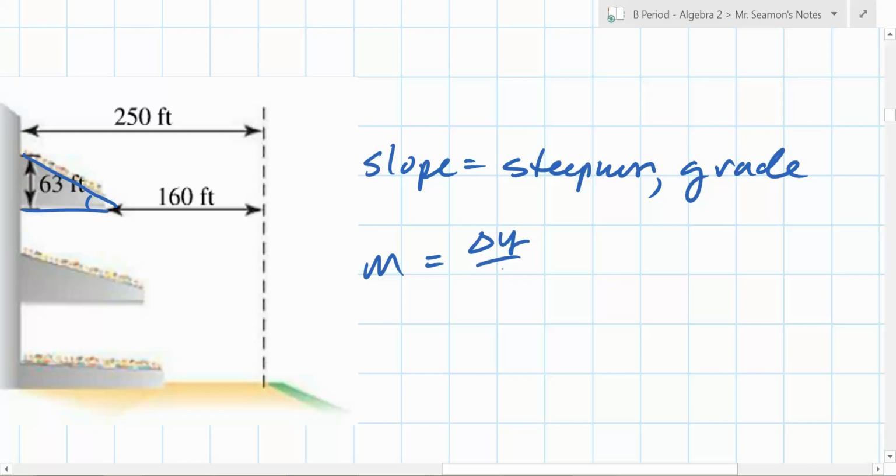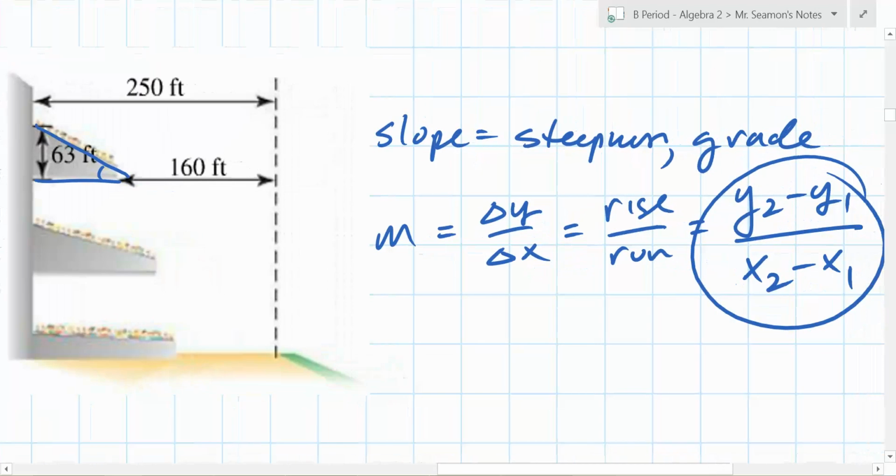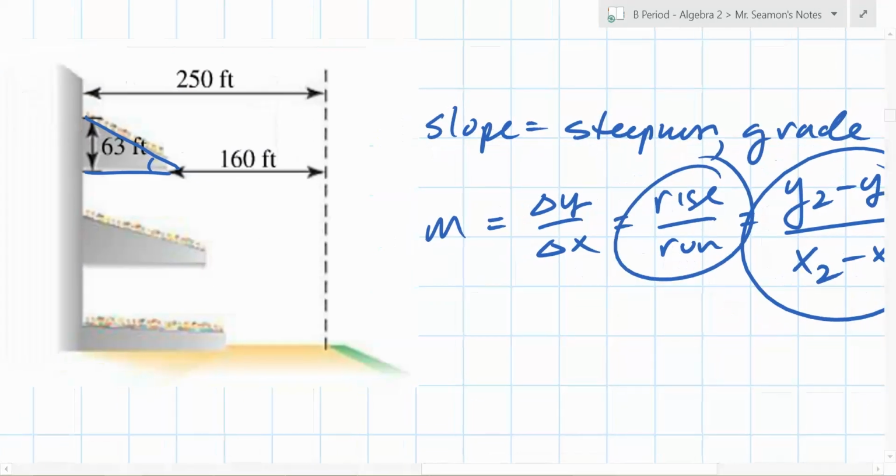Change in y over change in x. What's another way to write that? Rise over run. What's another way? What's the formula? Again, that's a line. What's the formula? There you go. y2 minus y1 over. Okay, so this is the one we'd like to have, right? But we could also focus on rise over run.